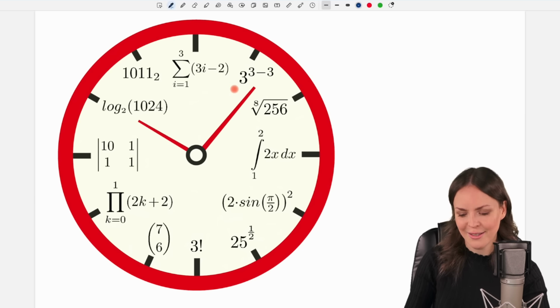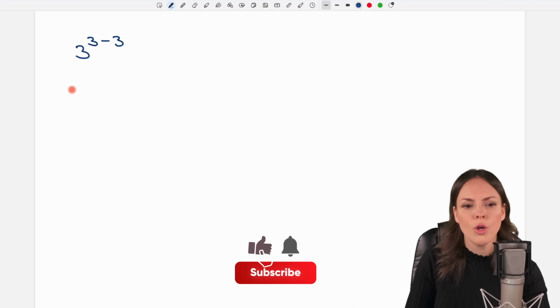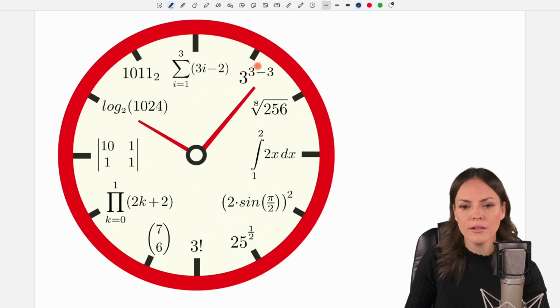So let's take a look at our first problem. 3 to the power of 3 minus 3. First, we can calculate the exponent here. So we keep our base at 3, and 3 minus 3 just equals 0. So we have 3 to the power of 0, and something to the power of 0 is always equal to 1. So this was our 1 o'clock.